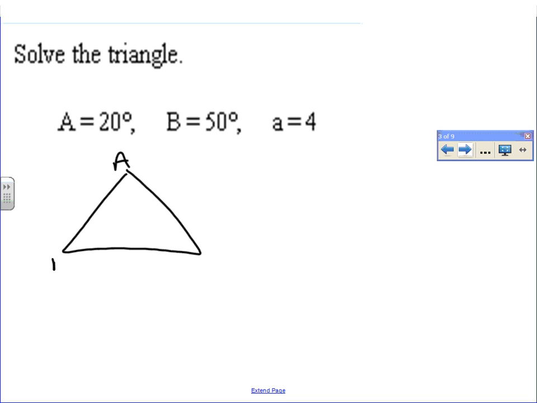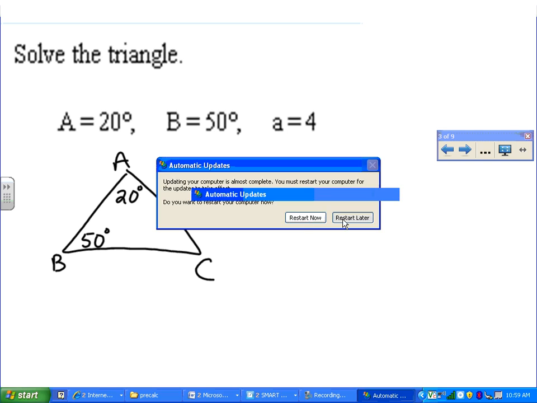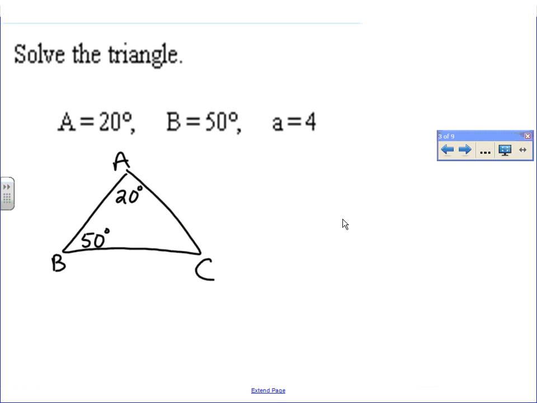Alright, go A, B, C. So we got A is 20 degrees, B is 50 degrees. And so, where's the 4 going to go at? Yeah, opposite of angle A. So at the bottom. Now, you should be able to tell me immediately what C would be. 20 plus 50 is 70, 180 minus 70 is 110 there. Now, did y'all notice how that was angle, angle, side?